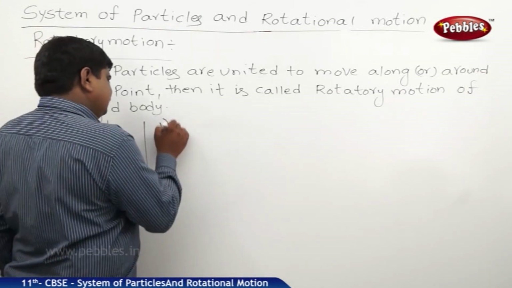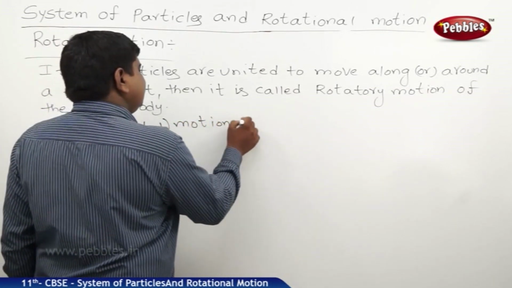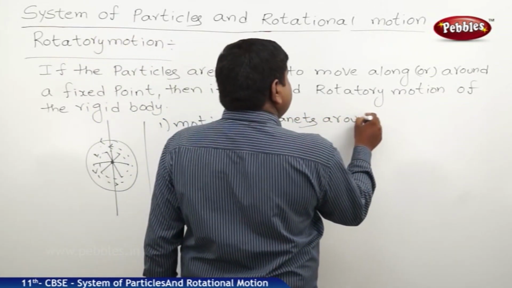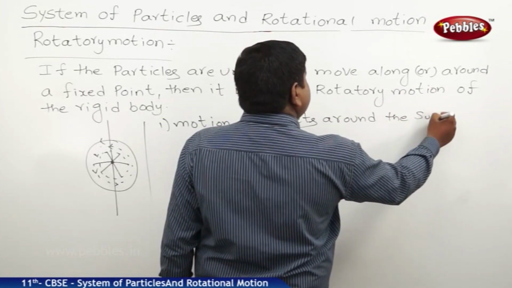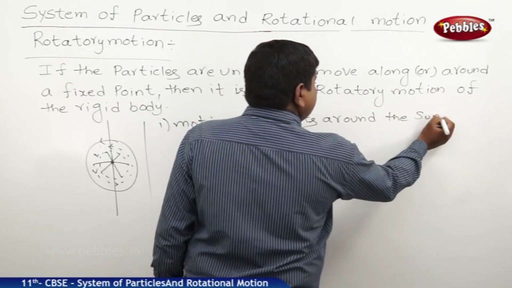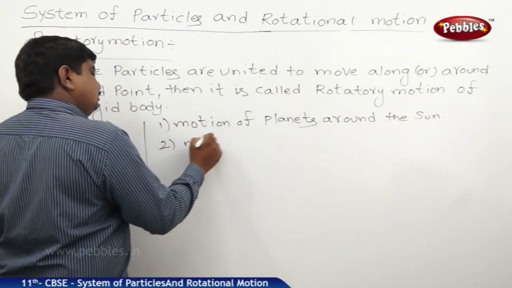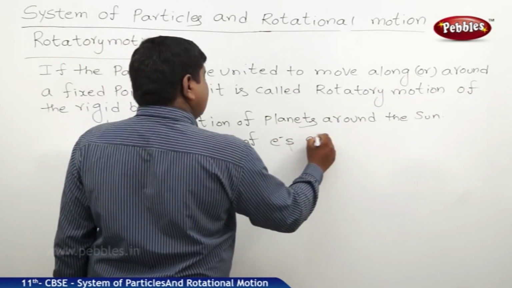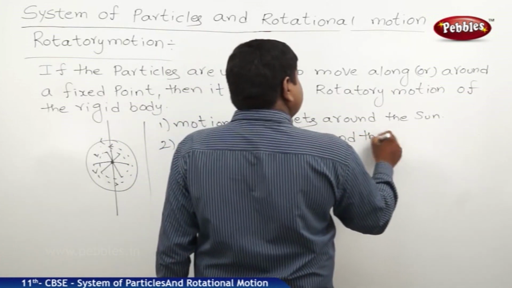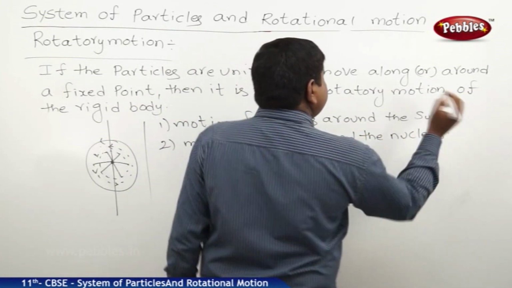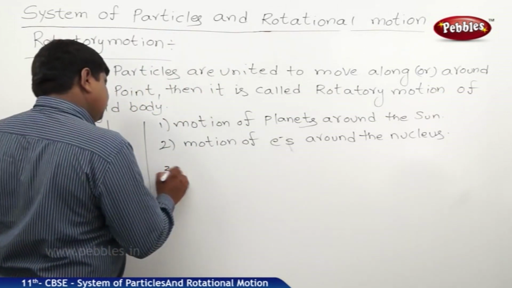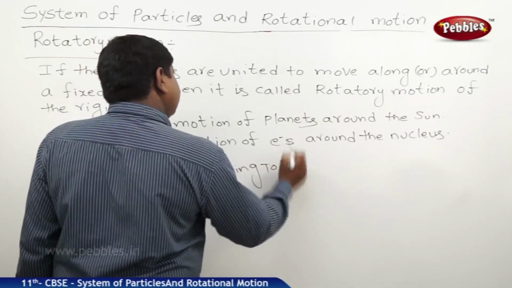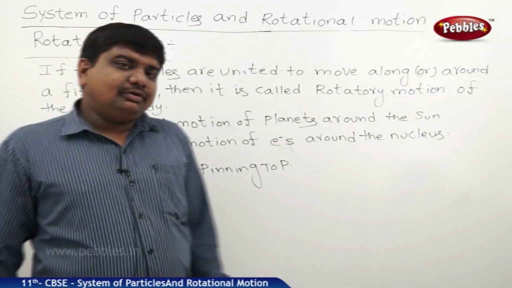The examples: motion of planets around the sun, second example, motion of electrons around the nucleus, spinning top. So these all are the examples of rotatory motion.